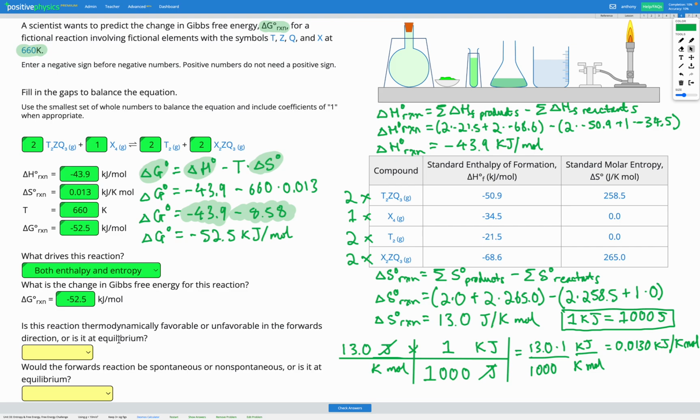Finally, we're asked, is the reaction thermodynamically favorable and is it spontaneous? Since our delta G naught is less than 0, that is telling us yes, it's favorable and yes, it's spontaneous.